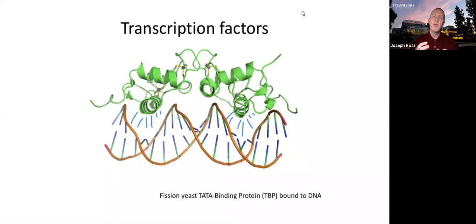But the better the fit between the protein sequence and the DNA sequence, maybe the longer that this protein, TBP, will stay near the DNA. And the longer TBP stays attached chemically to the DNA, the more likely it is to be able to recruit the other transcription factors and eventually RNA polymerase and initiate transcription of a gene.